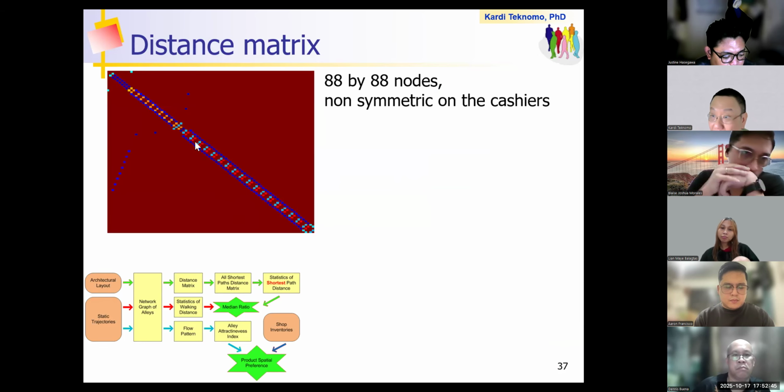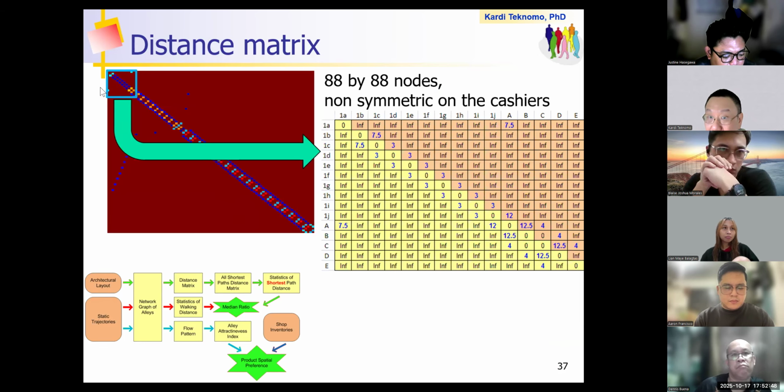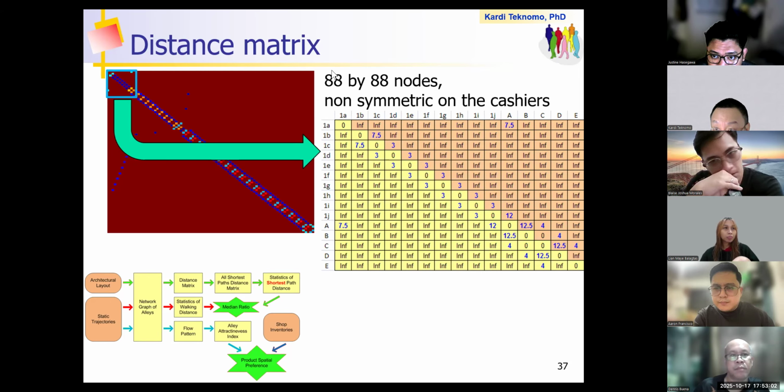In this distance matrix, I put infinity. That infinity means there is no connectivity between the two nodes. And look at this. This is only a small part here. The pattern here is 88 by 88, so I have only a few entries here that I zoom in on, in Excel.